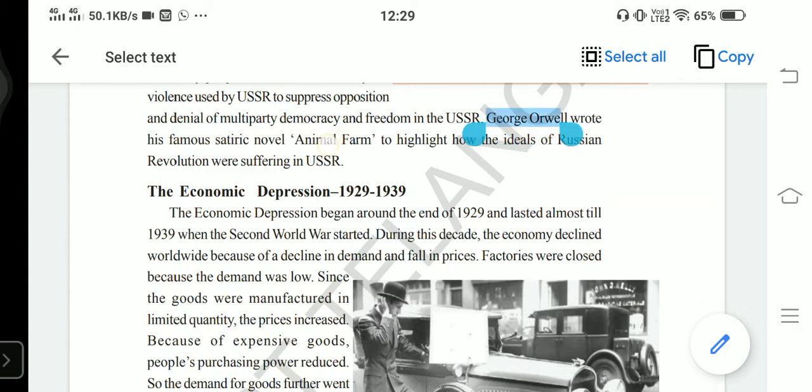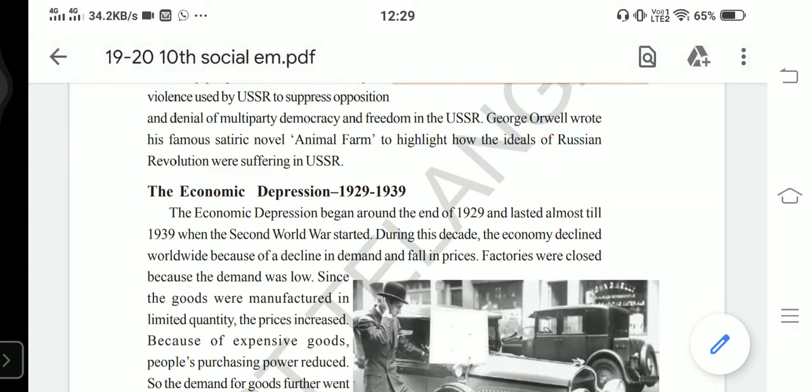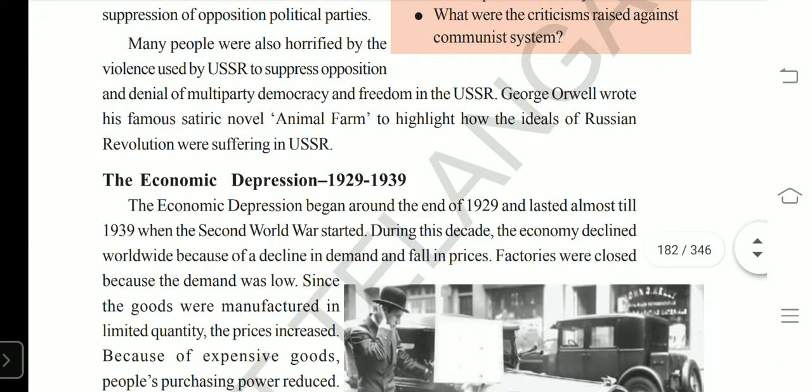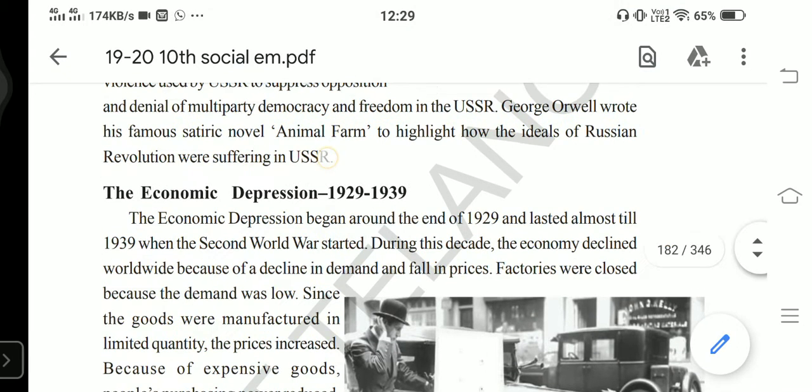He wrote this novel Animal Farm and he highlighted the ideals of the Russian Revolution, in which people suffered, in a sarcastic way. In that way, there is a development in Russia, and this is the nation that has overcome the Great Depression.